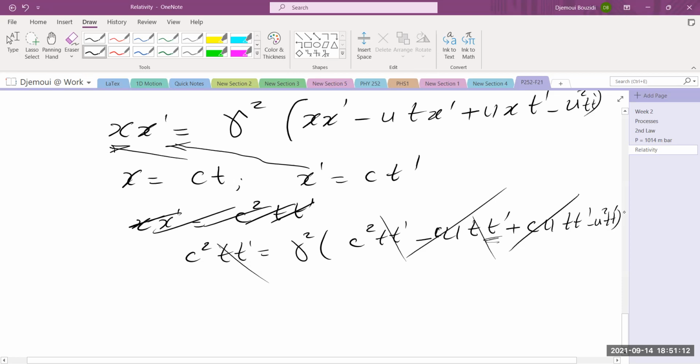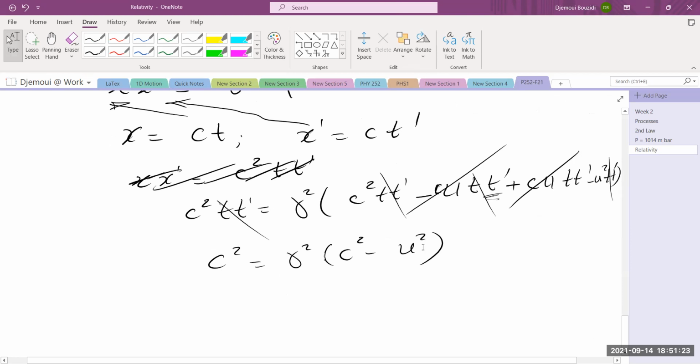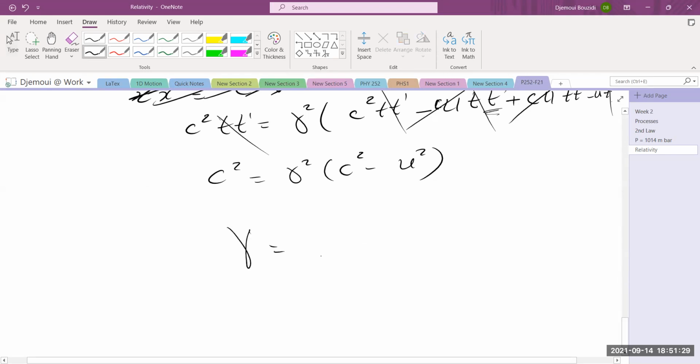No, this term doesn't involve this term. So at the end, I will find c squared is equal to gamma squared times (c squared minus u squared). In other words, the expression for gamma is just c squared over c squared minus u squared. And if I reduce it a little bit further, I can find the expression in here. The way I scale the parameters in here is u squared over c squared. This is a factor gamma.